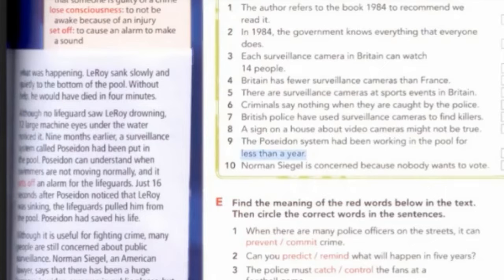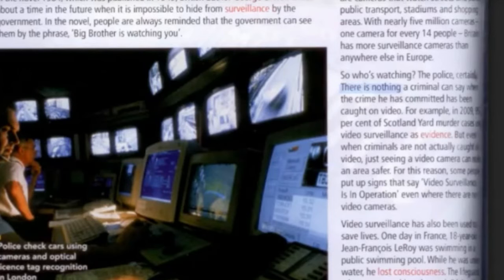Xin Yuan says number 6 is true because the police use video surveillance as evidence. This is in paragraph 3. Okay, let's see number 6. Criminals say nothing when they are caught by the police. So this is true, she says. Okay, let's look at paragraph 3 again. There's nothing a criminal can say when the crime he has committed has been caught on video. Look very carefully at this sentence. There is nothing a criminal can say when they are caught on video.